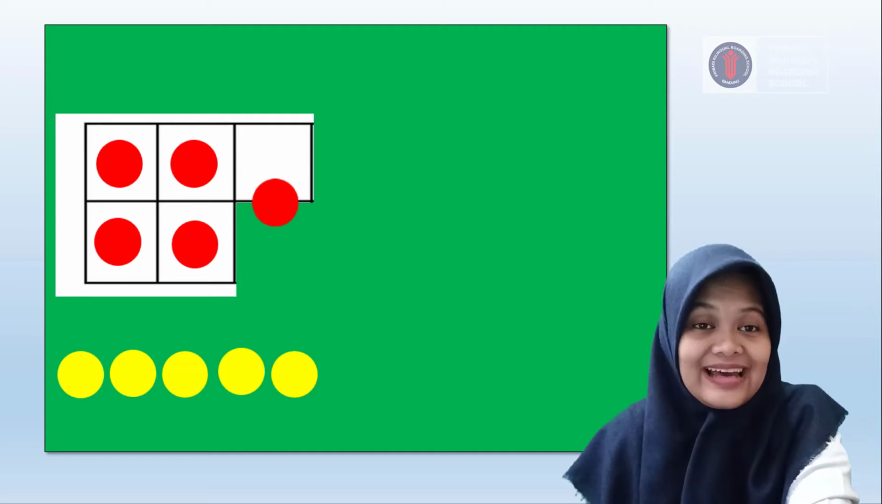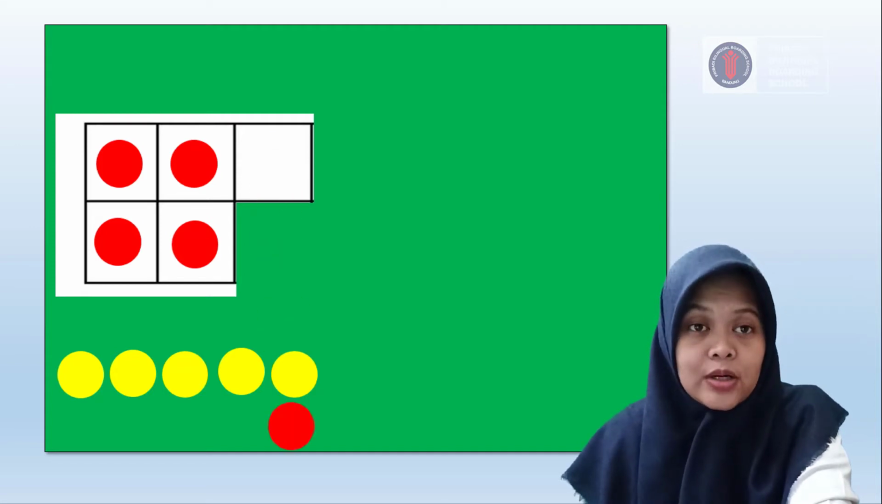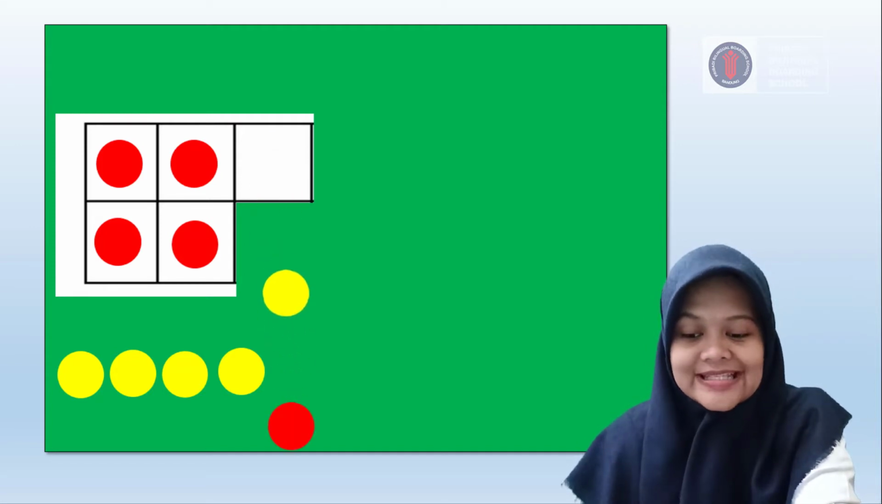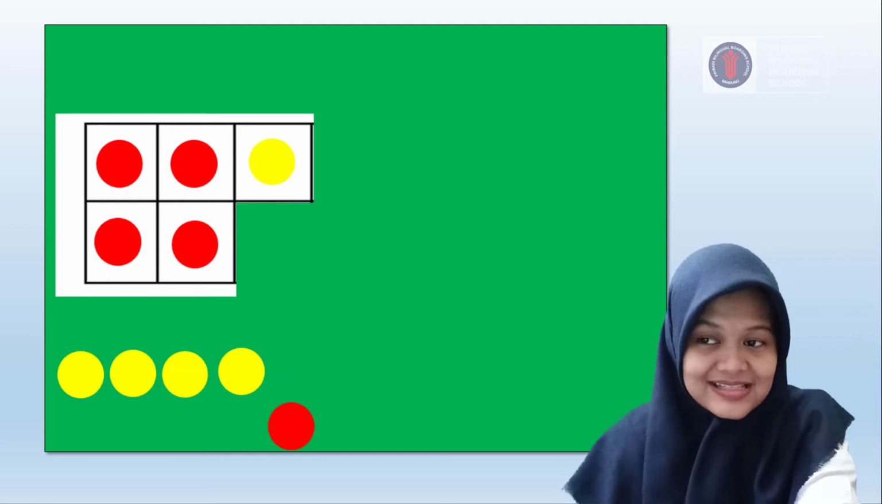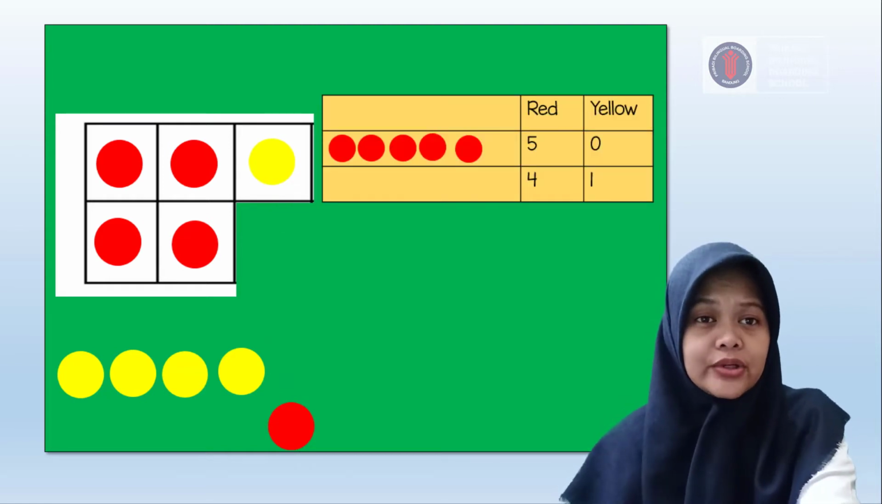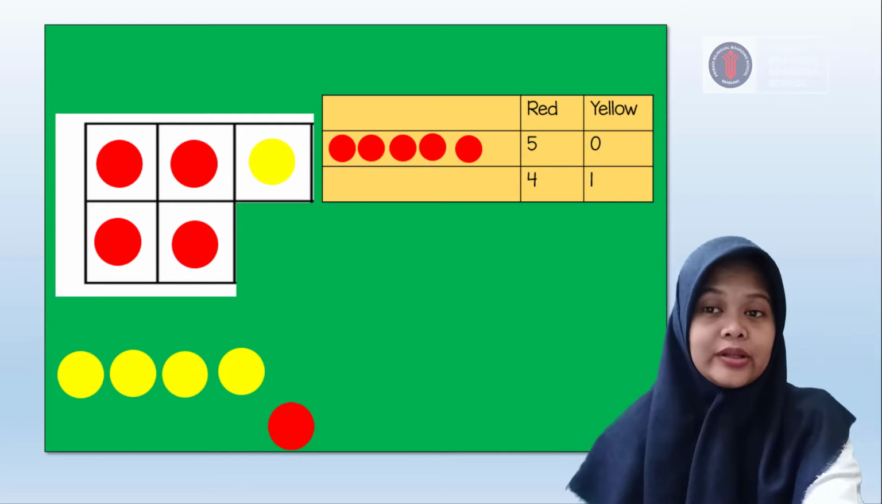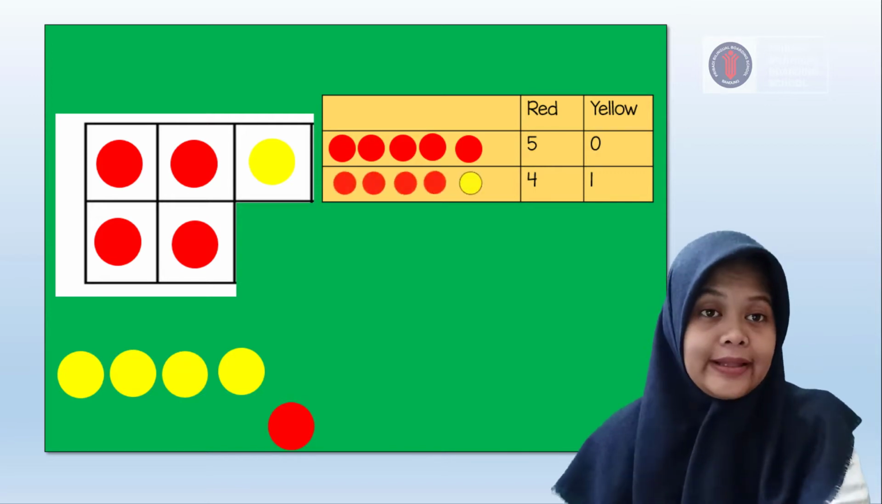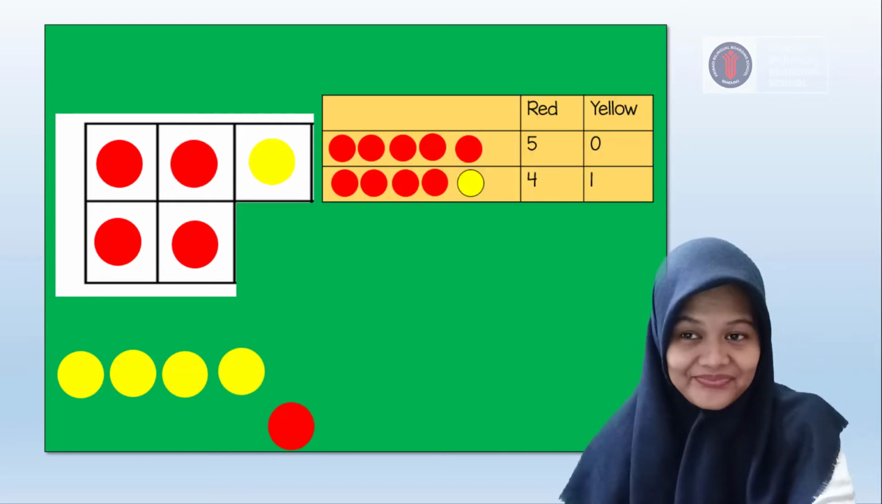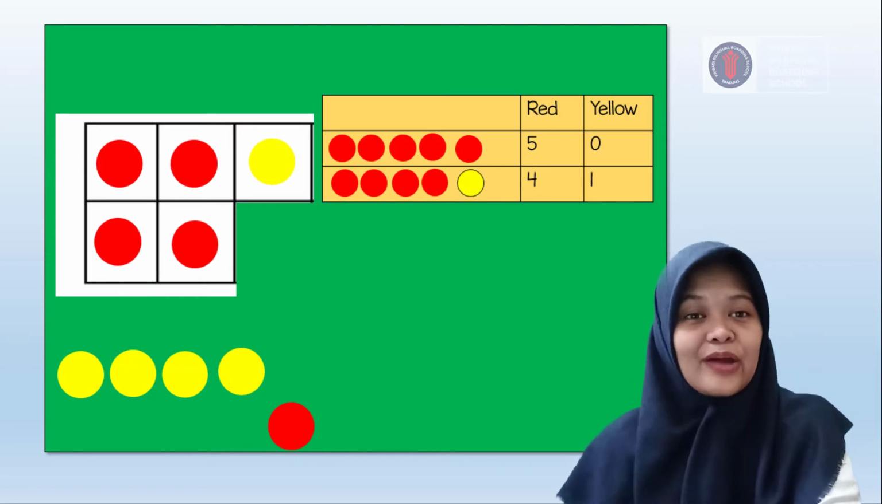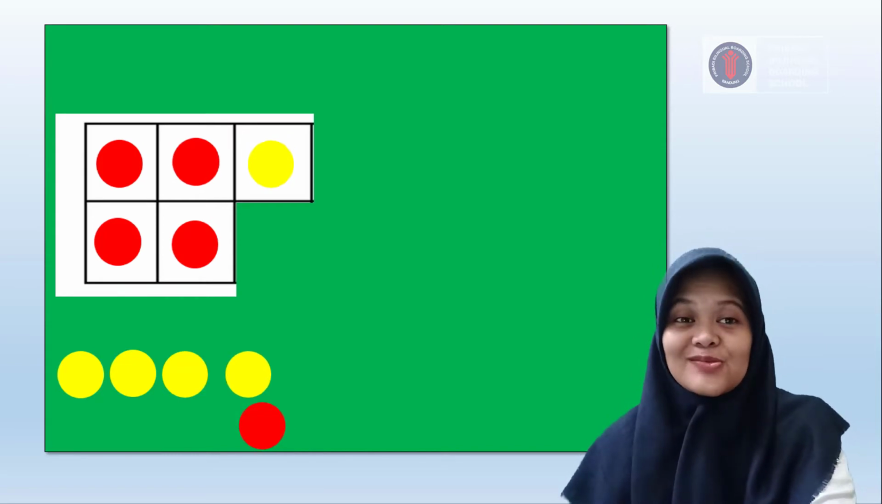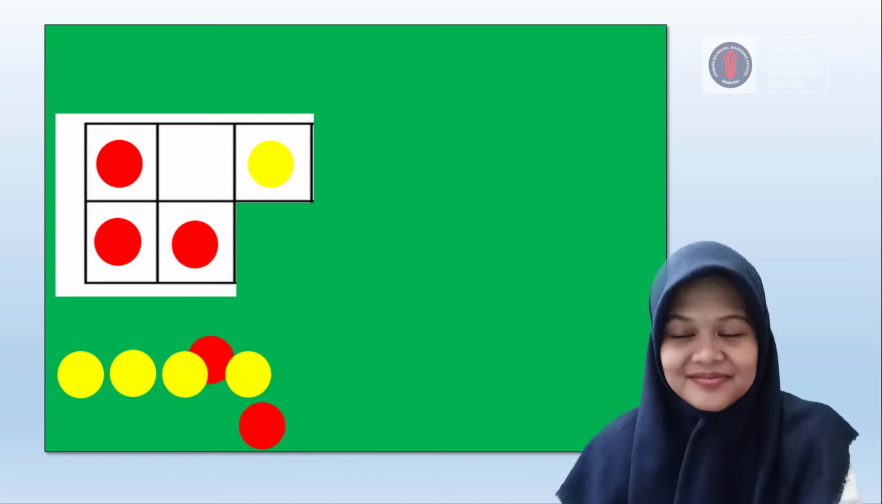Let's try for the other. We swap one of the red dots with a yellow dot. So now we can record our result: 4 red and 1 yellow. This one also makes 5.